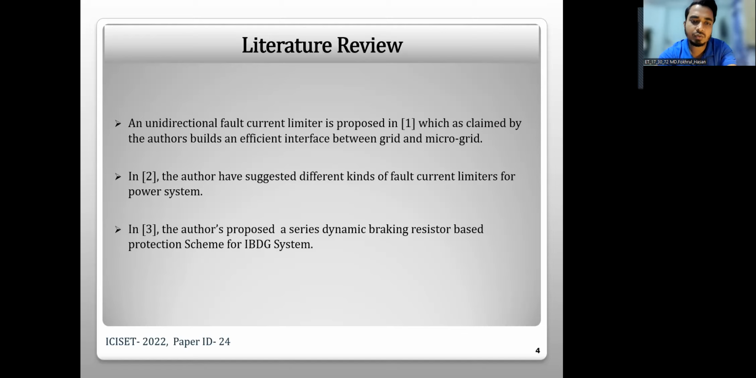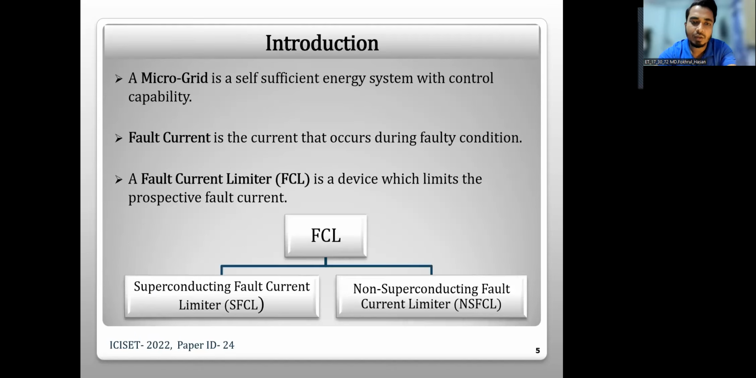Before we started our work, we read some papers based on different fault current limiter methods. The widespread use of fossil fuels for commercial energy generation is responsible for climate change. So we must reimagine the way we generate energy to save the environment. Microgrids can be the best solution in this regard, but there are some challenges.